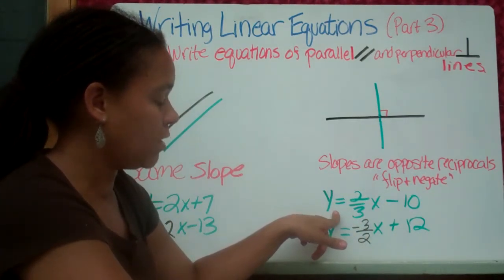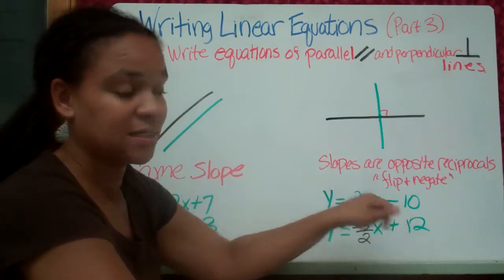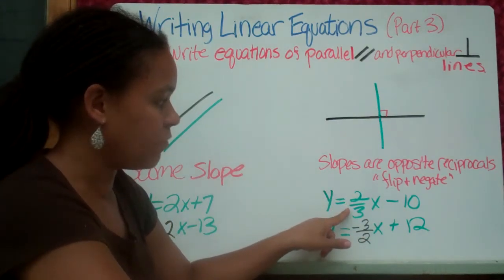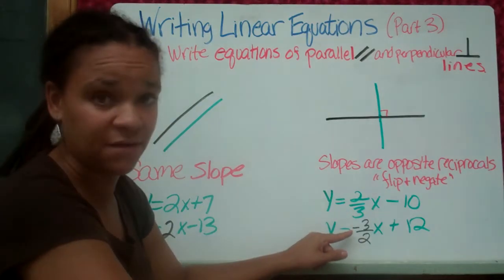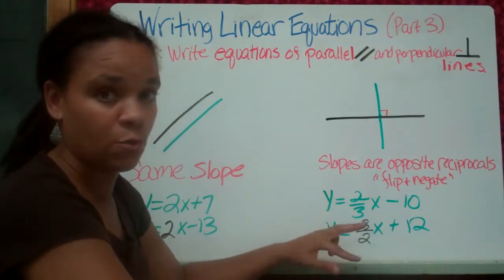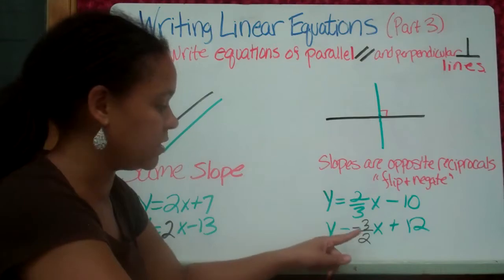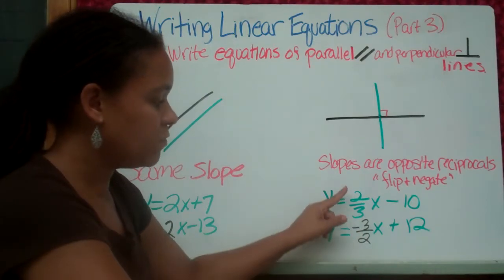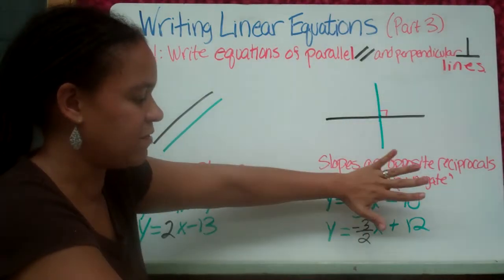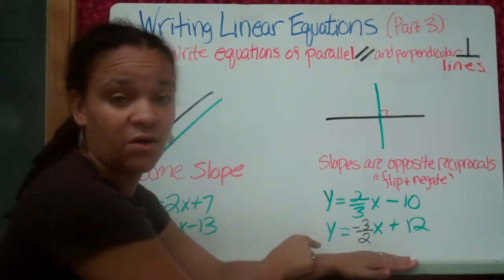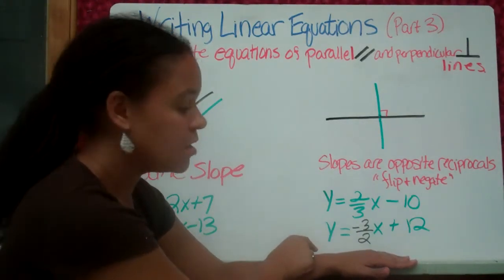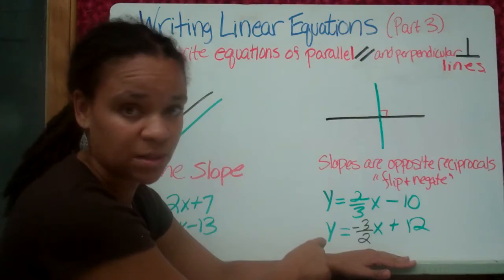So if one of your lines was 2/3 x minus 10, the slope of the other one would be opposite, so it would be negative. And it's not going to be 2/3 anymore. It's going to flip, the reciprocal, and be 3/2. So if you saw these two lines without even having them graphed, you can automatically tell that these are perpendicular lines because their slopes are opposite reciprocals.